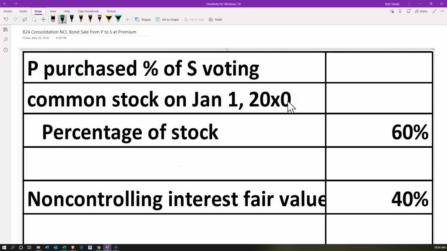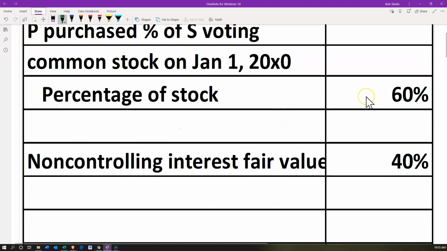Here we are in OneNote. We're going to first go through all of the information in the problem. Then we're going to pull pieces of that information as we work through the problem. So here we have P purchased a percent of S voting common stock on January 1st, 20X0. So P is going to be the parent, S the subsidiary. The purchase took place in January of 20X0.